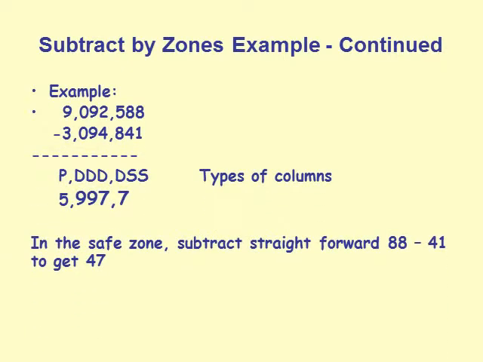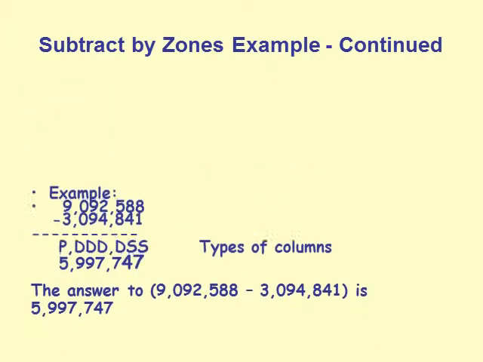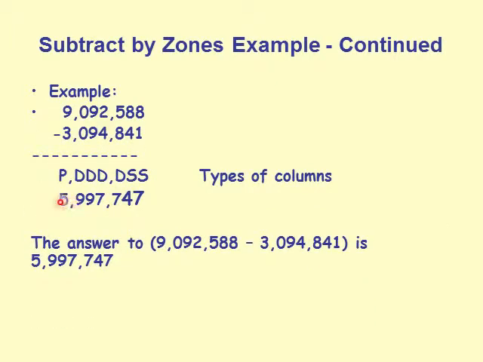Now in the safe zone, it's 88 minus 41. It's safe, subtract straightforwardly. You can do 1 digit at a time or you can do both. 8 minus 4 is 4 in the tens place. 8 minus 1 is 7 in the units place. So 47 is the answer in the last 2 digit positions. Continue. So the answer so far is 5997747, and we have computed the answer for every digit position in the subtraction.